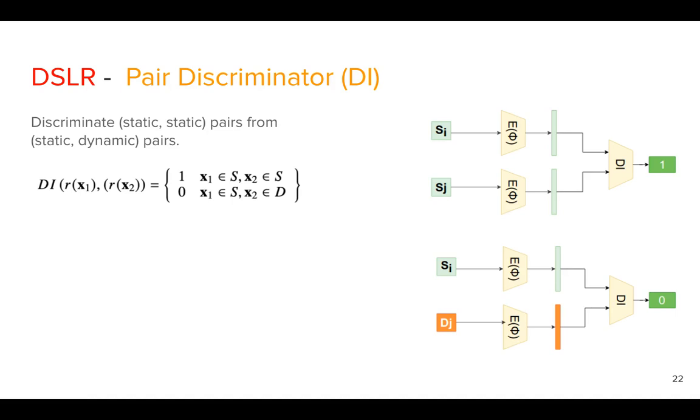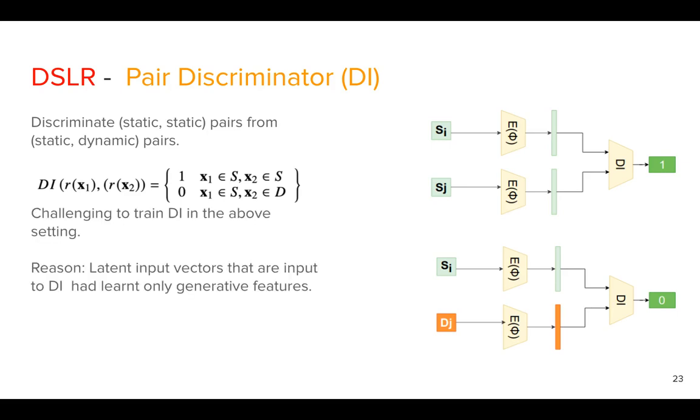Given this dynamic and static frame structure, differentiating static-static pairs from static-dynamic pairs helps the discriminator focus exactly on the dynamic occlusion. However, it is challenging to train the discriminator with this architecture because the latent vectors of static and dynamic LiDAR frames look almost the same except for the dynamic objects. Thus, it becomes tough for the discriminator to identify the difference between pair R1, R2 and pair R3, R4.